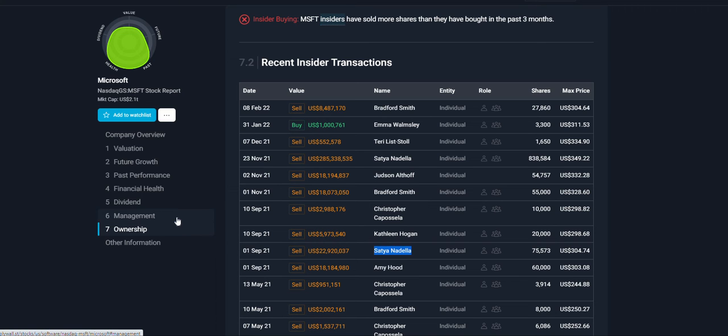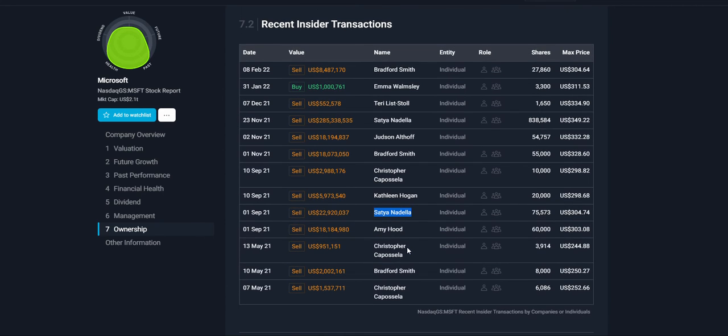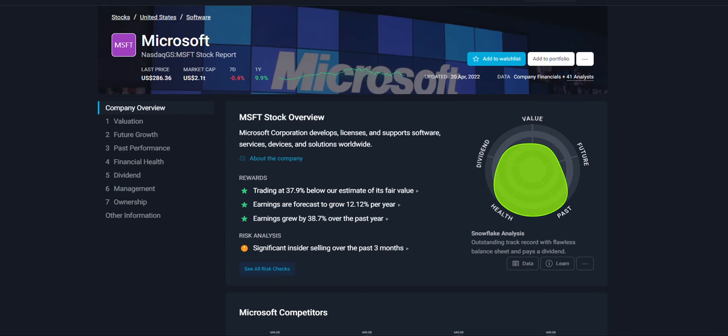But if you're a long-term investor like myself, I don't care about this, although it kind of indicates whether the company stock is overvalued or undervalued. Basically, what I'm interested in is what's going to happen to this business in the next 10 years. So this is the next one.